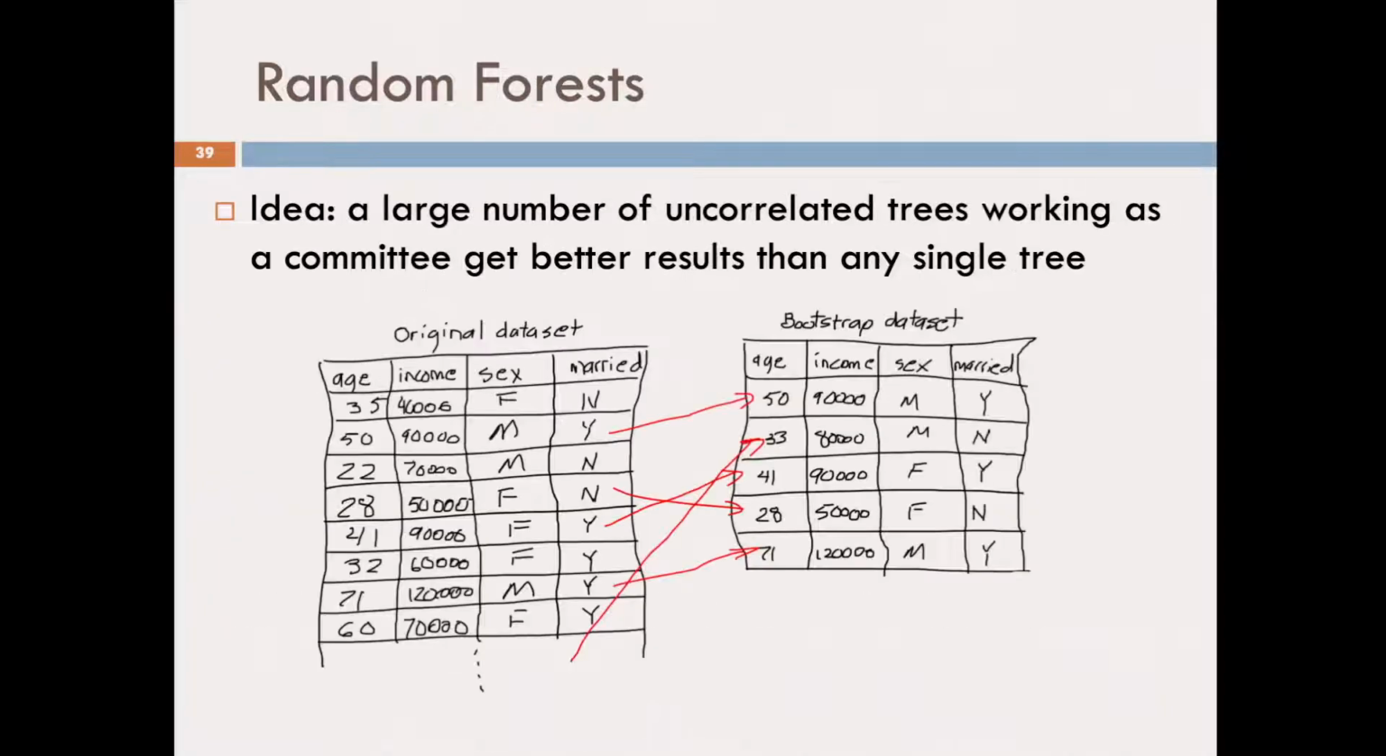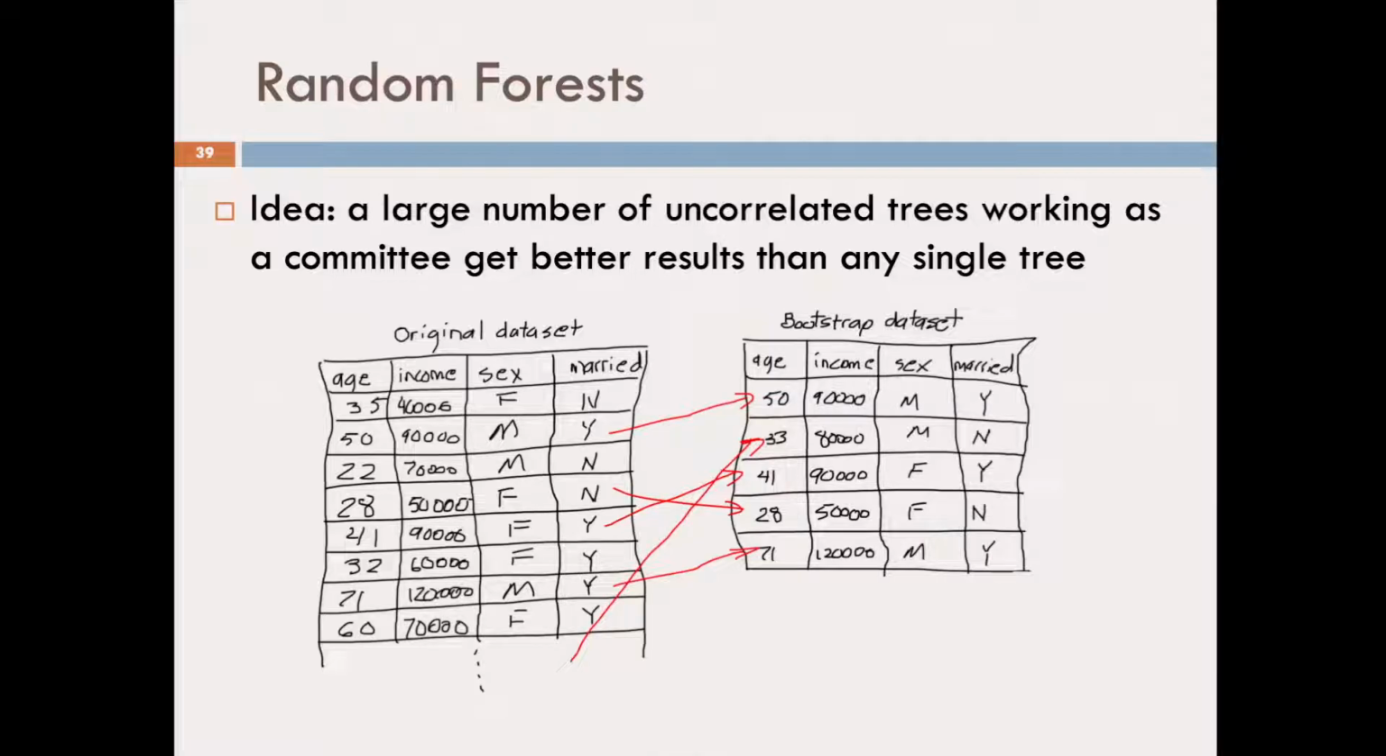So the idea, see, is that a large number of uncorrelated trees working as a committee can get better results than any single tree. And when I say uncorrelated trees, I can also say that they are uncorrelated and maybe weaker than one strong unique decision tree, but by combining weak classifiers, we can have a better result than having a unique classifier.